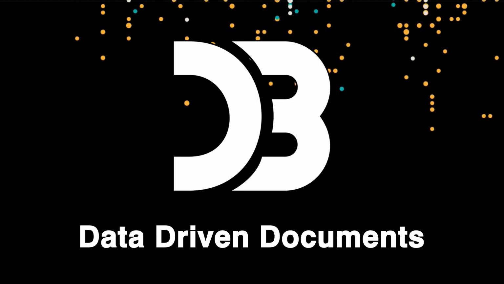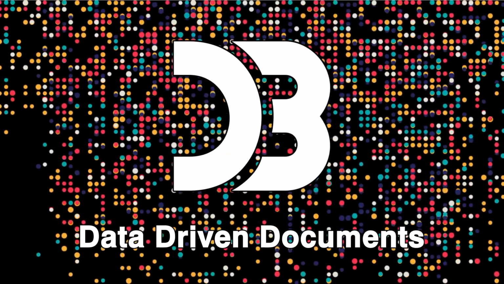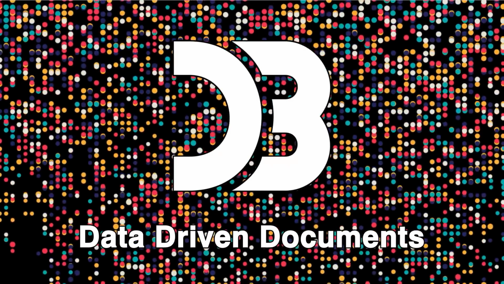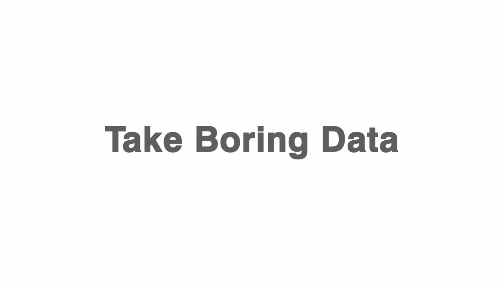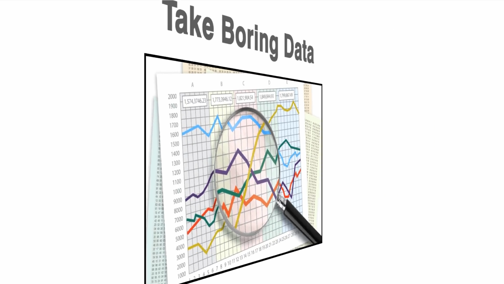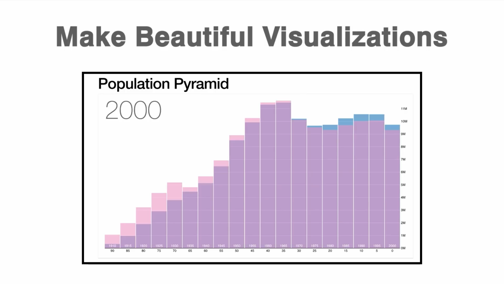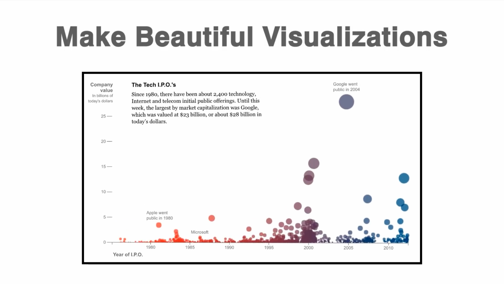All right, welcome back. So we're going to now talk about D3. D3 stands for Data-Driven Documents. What that means is D3 allows us to take very boring data, such as Excel documents and other data sources, and make beautiful visualizations, such as these visuals as you can see here. So we take raw data and we make it into driven documents that are visually beautiful.